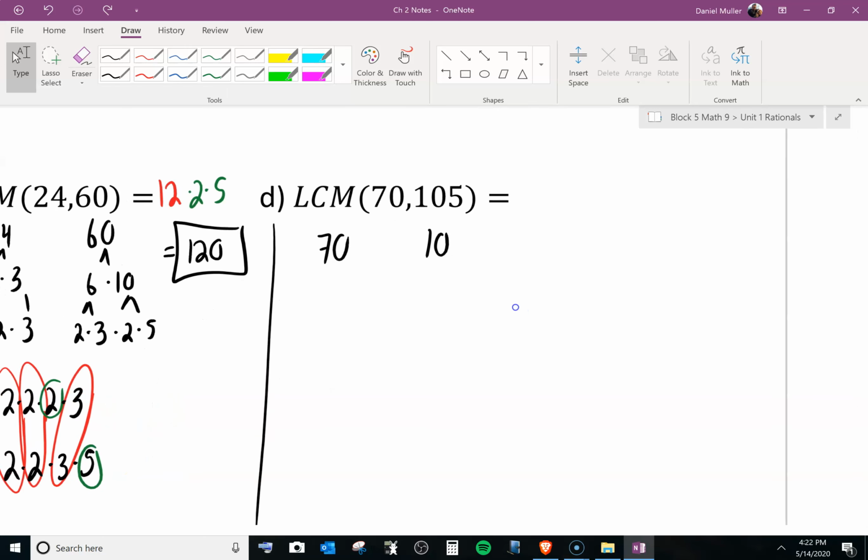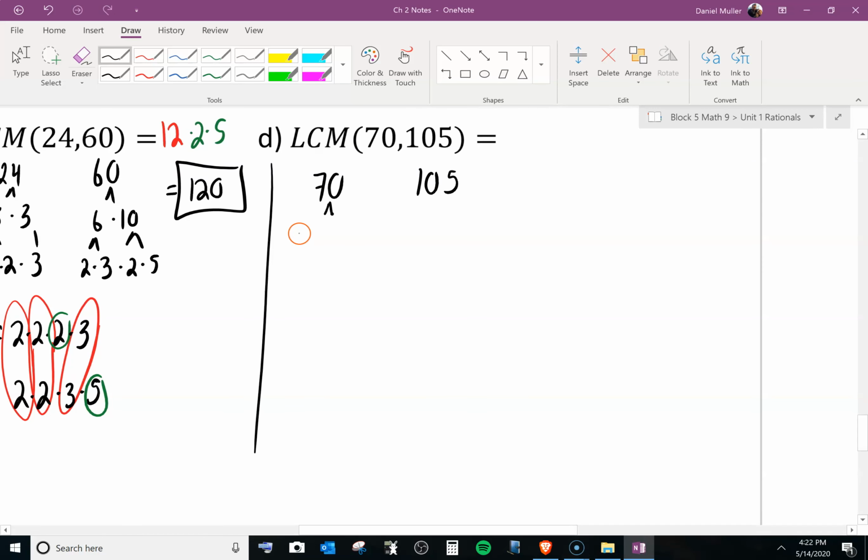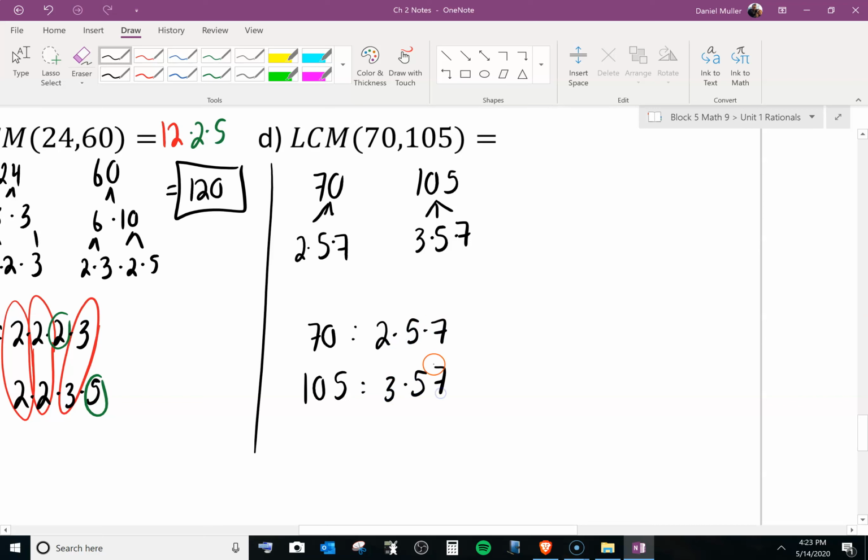And here we are now. 70 was a 2, 5, and 7, that's how that all ends up breaking down. And the 105, when you do your tree, is a 3, 5, and 7. So how to do lowest common multiple of these? Well, let's write out our list. 2, 5, and 7, and then 3, 5, and 7.